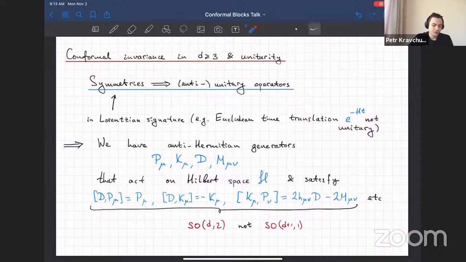Now, in 2 dimensions, the algebra of vector fields is the Witt algebra, and the algebra that acts in Hilbert space is the Virasoro algebra, which is a central extension of the Witt algebra. Here in higher dimensions, since SO(d,2) is semi-simple, we actually don't have any non-trivial central extensions, and so this is directly the algebra that we have. And there is no central charge that enters the symmetries.